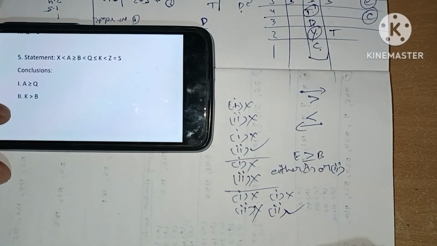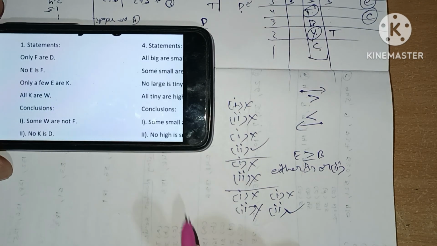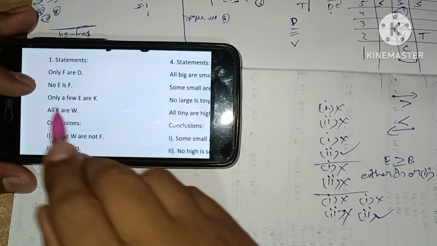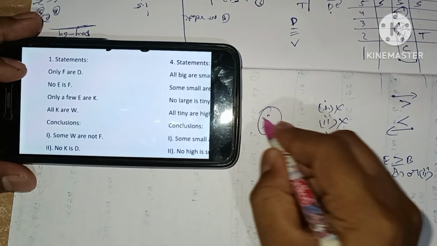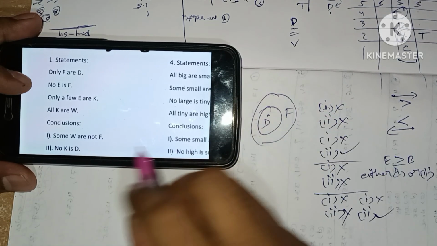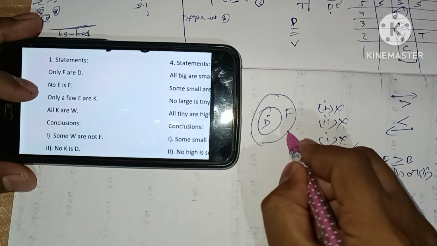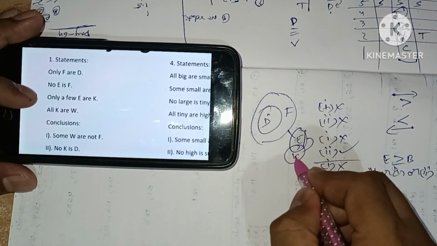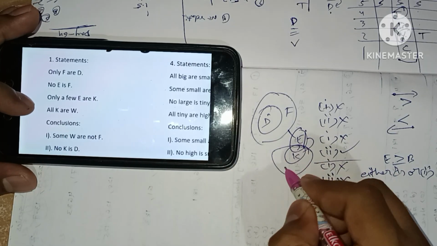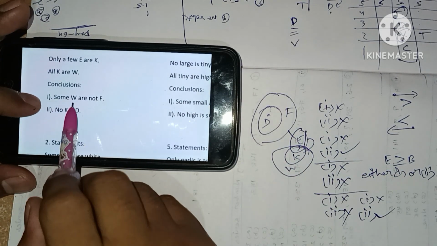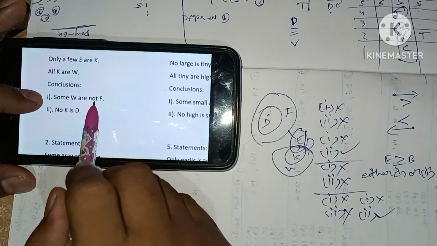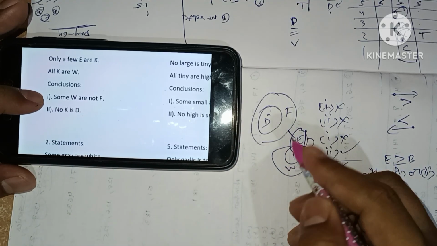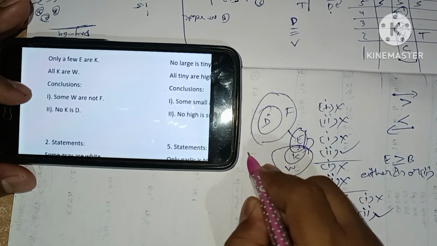Now we are going to see syllogisms. First question, only a few F are D, meaning D, F, E, no E is F, only a few E are K, all K are F, all K are W. Some W are not F, so not here. All W are F? All case fails. All case fails means some not case is true.